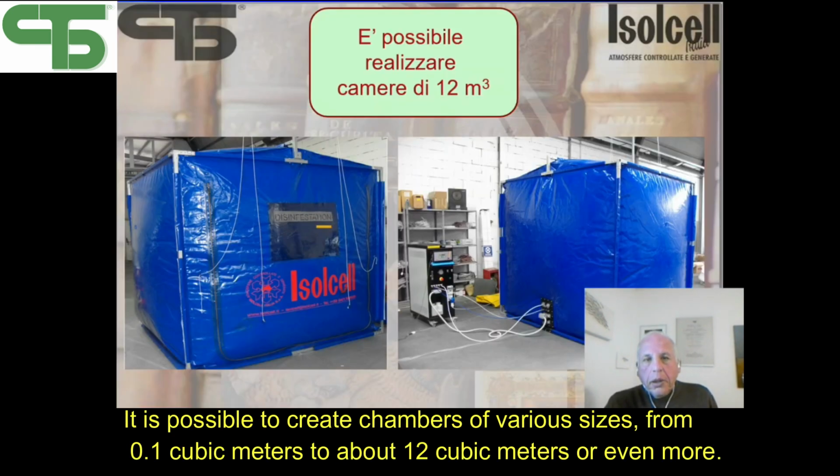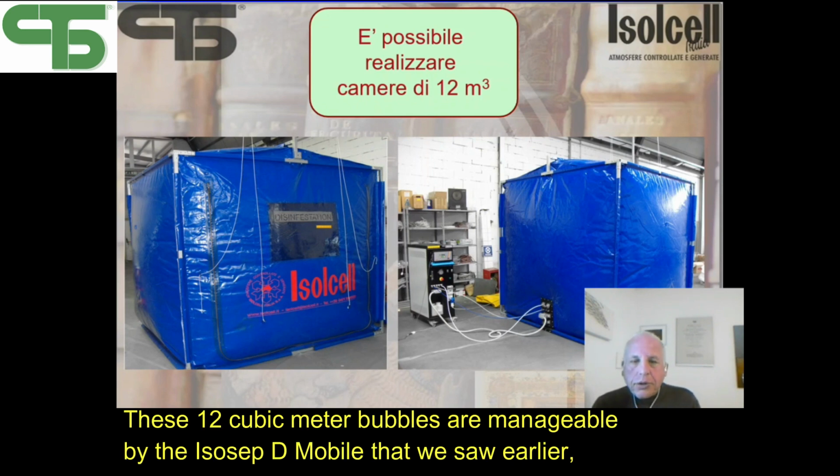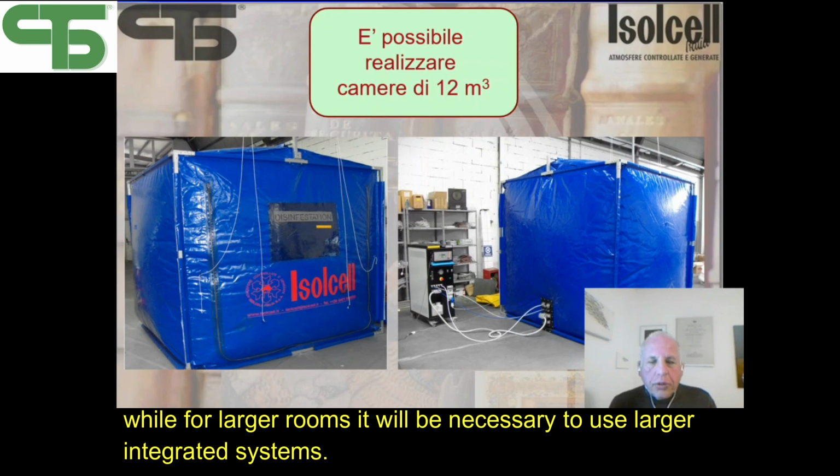It is possible to create chambers of various sizes from 0.1 cubic meters to about 12 cubic meters or even more. But these 12 cubic meter bubbles are manageable with the system Isosep D Mobile that we saw earlier, while for larger rooms it will be necessary to use larger integrated systems.